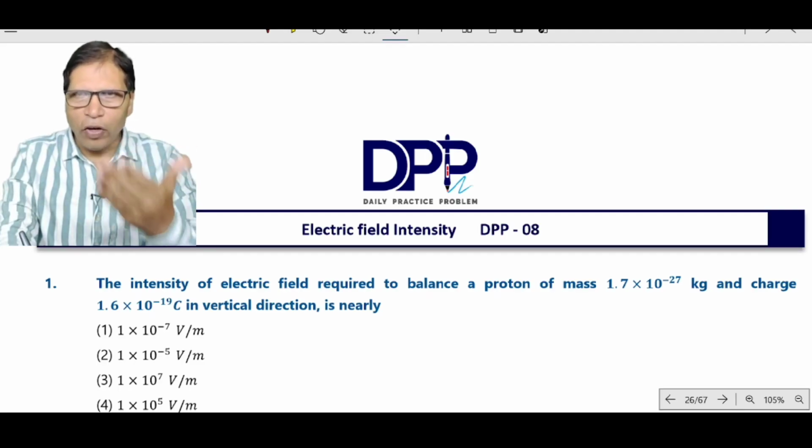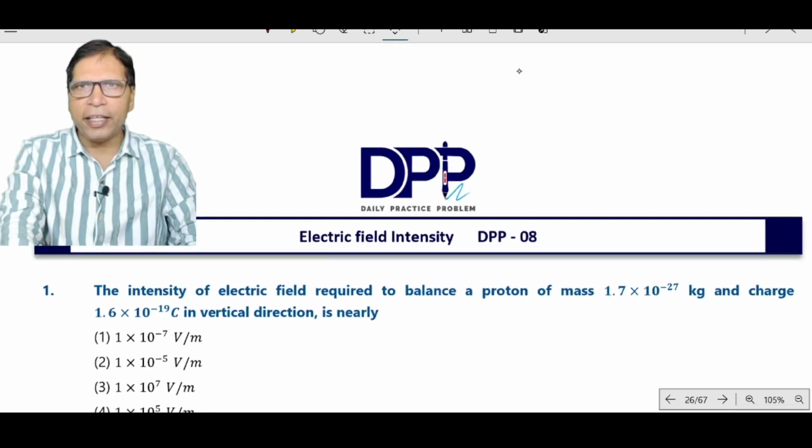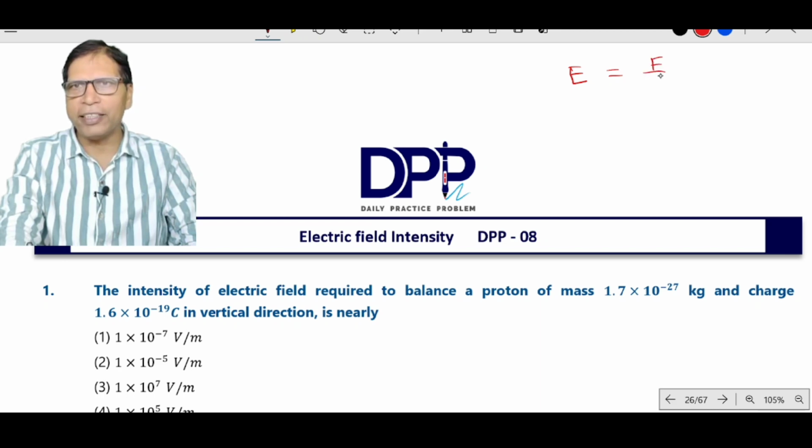First of all, the concepts needed to solve these MCQs. The electric field E is equal to the force by charge. Its unit is Newton per coulomb or volt per meter.